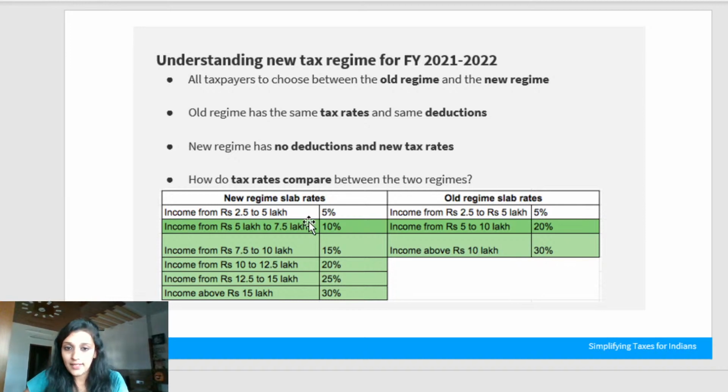This is the comparison table of the slab rates between the new and old regime.